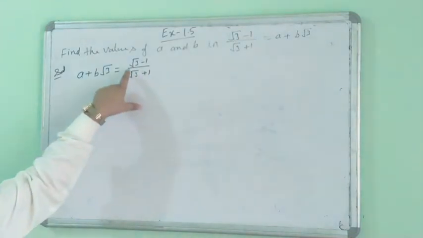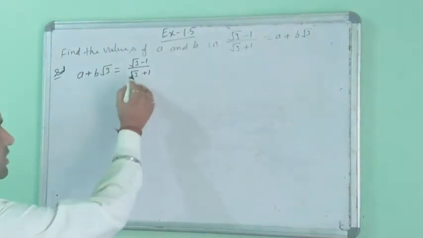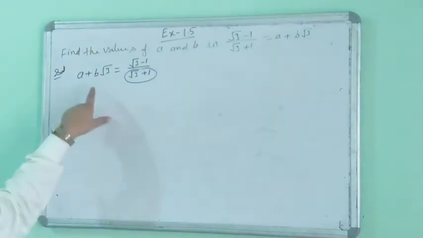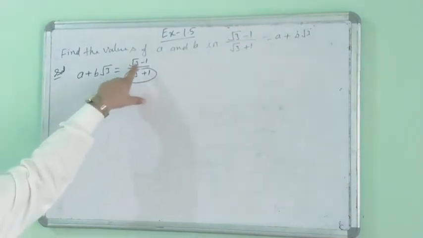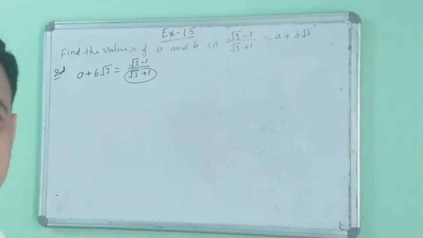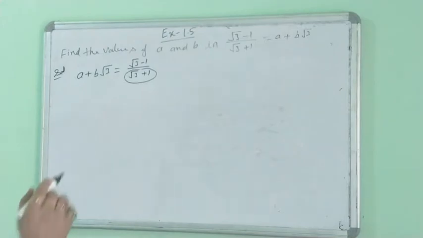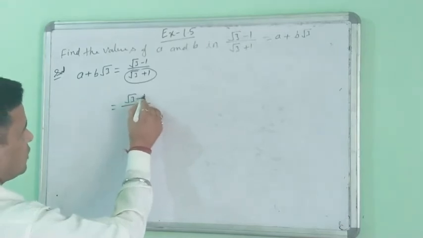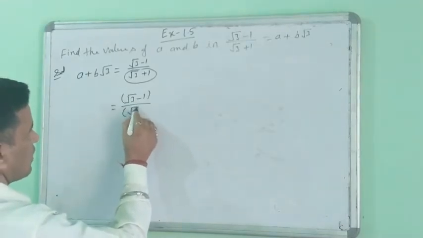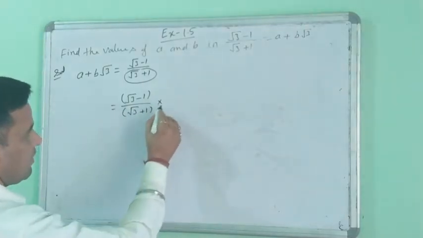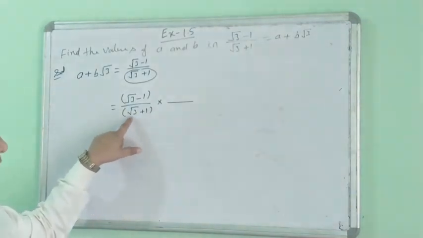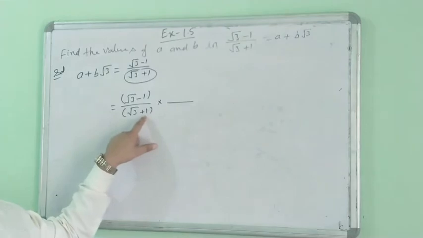First of all, you will take the irrational part of the denominator. This irrational part you will convert into rational form. After that you will find the value of a and b. So first, how to convert: you will multiply and divide by the conjugate of the denominator, square root 3 plus 1. What is the conjugate of root 3 plus 1? Root 3 minus 1 is the conjugate of this part.